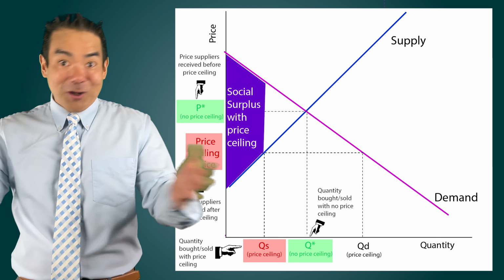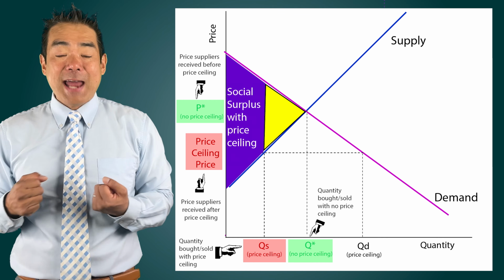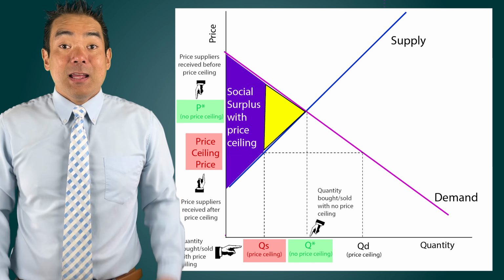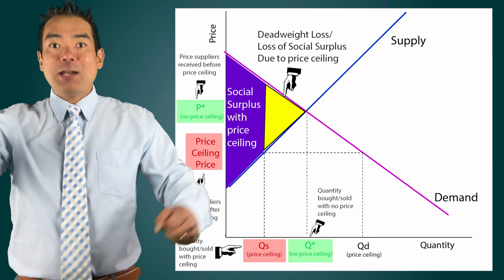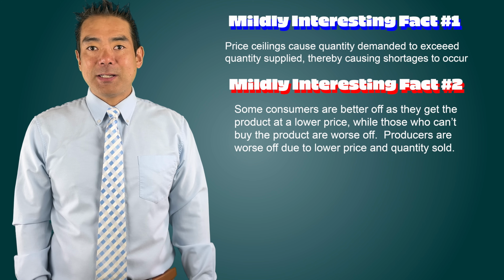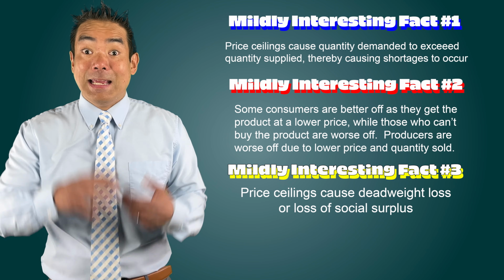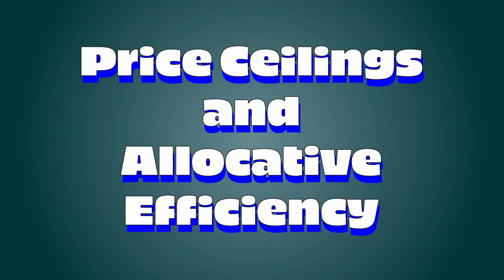What do you see? What did we lose? Yeah, this thing here. Before we had it in the form of social surplus and now it's gone. This is what we're going to call the loss of social surplus or deadweight loss that arises as a result of a price ceiling. Which brings us to mildly interesting fact number 3. Price ceilings cause there to be deadweight loss or loss of social surplus in the market.